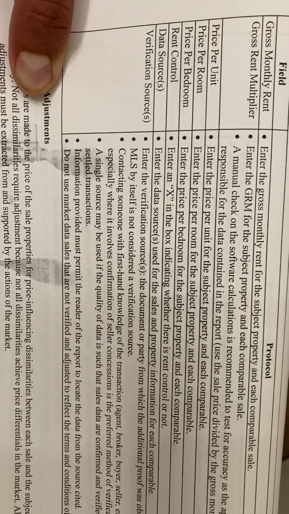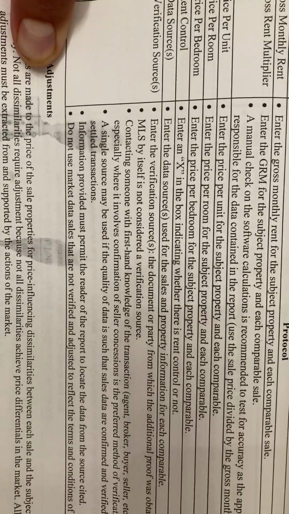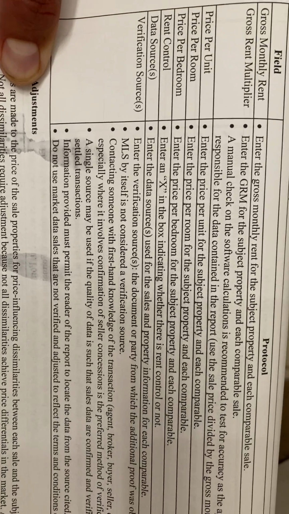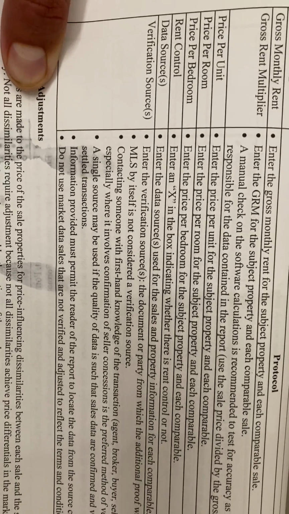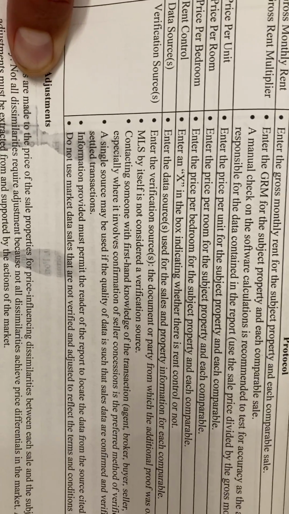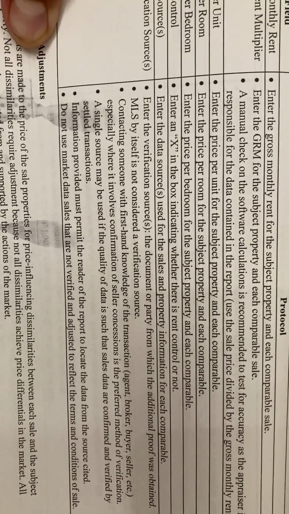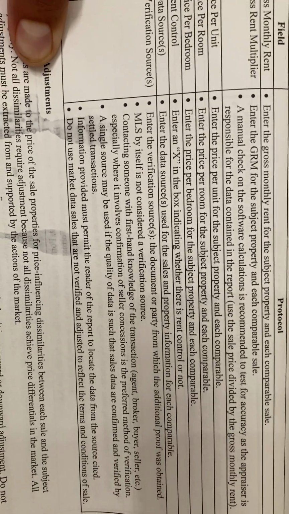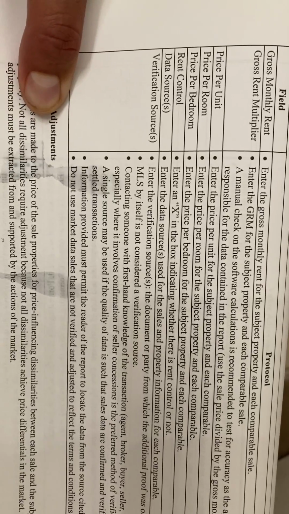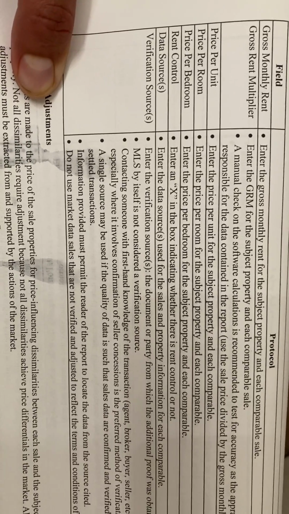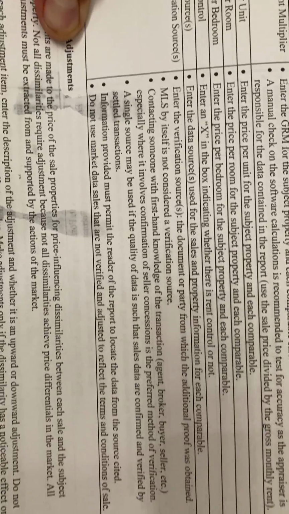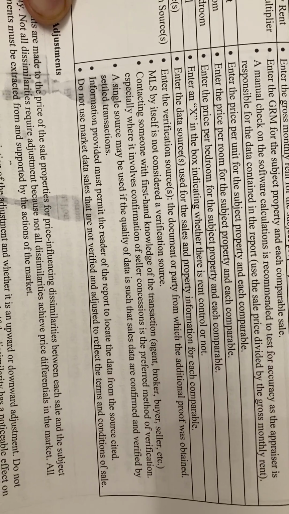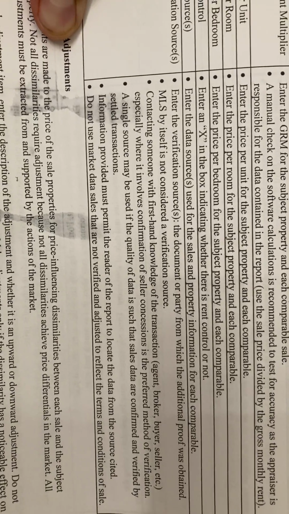Field. Rent control. Protocol. Enter an X in the box indicating whether there is rent control or not. Field. Data sources. Protocol. Enter the data sources used for the sales and property information for each comparable. Field. Verification sources. Protocol. Enter the verification sources, the document or party from which the additional proof was obtained.